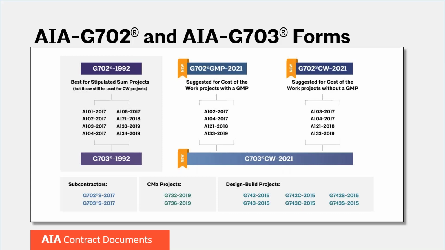And later this year, 3 new forms will be introduced to better serve the cost of work projects. These are the G702 GMP form, which is tailored to the cost of the work projects with a guaranteed maximum price, the G702CW form for cost of the work projects without a guaranteed maximum price, and the G703CW continuation sheet, which complements both cost of the work application forms.